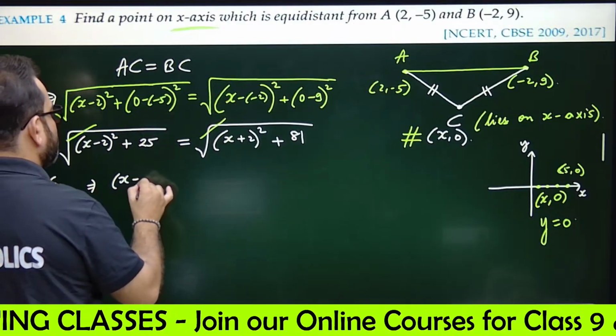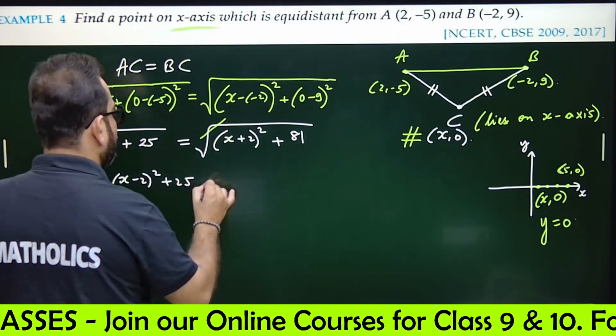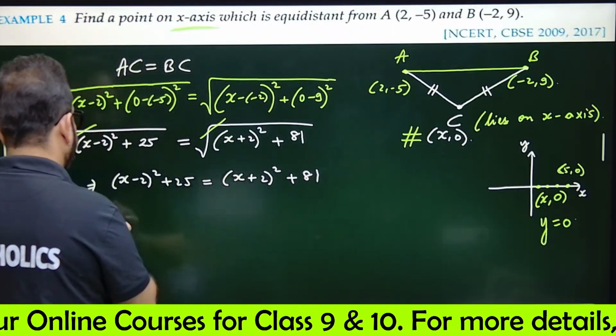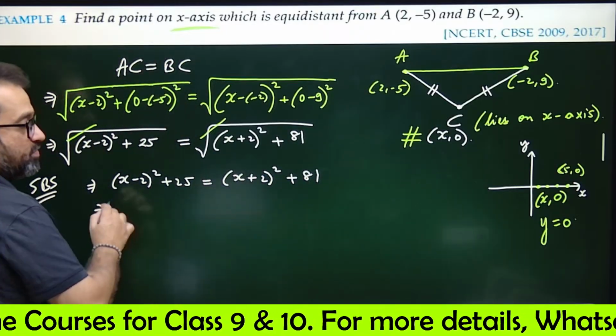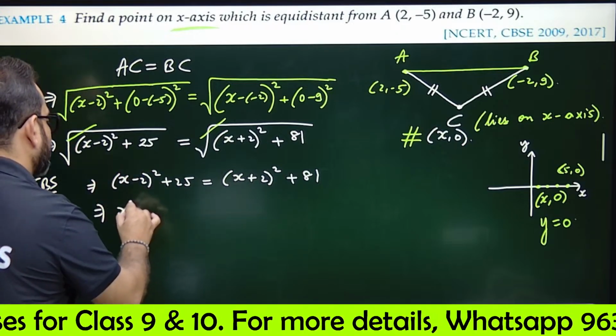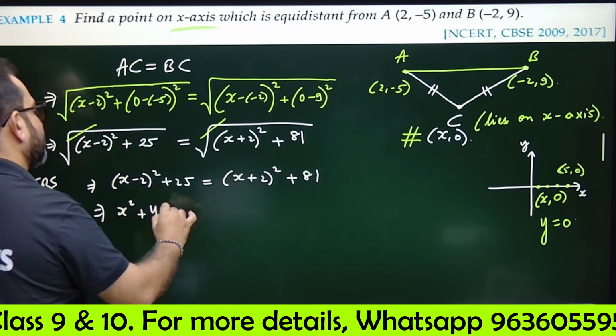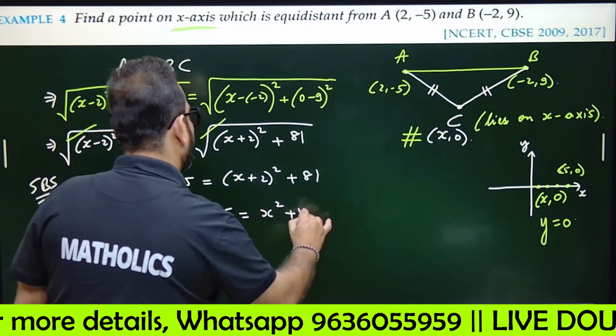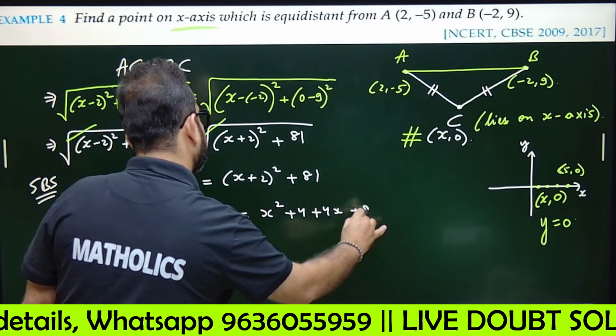So (x minus 2) whole square plus 25 equals (x plus 2) whole square plus 81. Now open it. (a minus b) whole square, (a plus b) whole square: a square plus b square minus 2ab. So x square, 2 square is 4, minus 4x, and plus 25, equals x square plus 4 plus 4x plus 81.